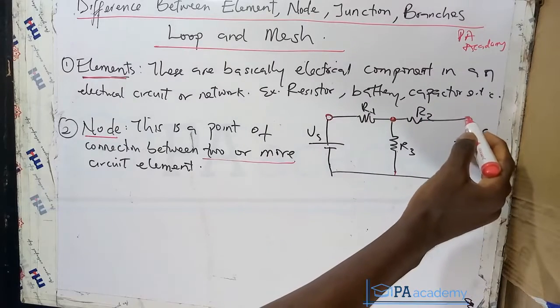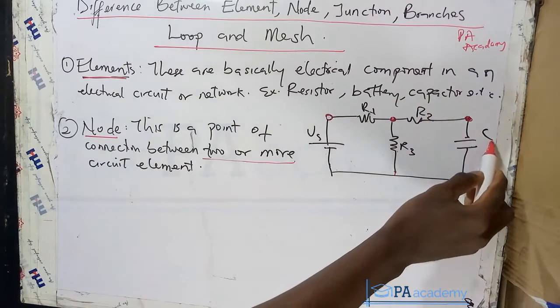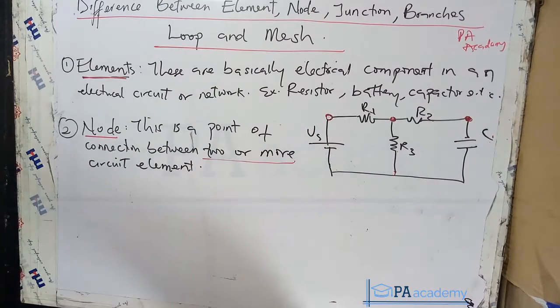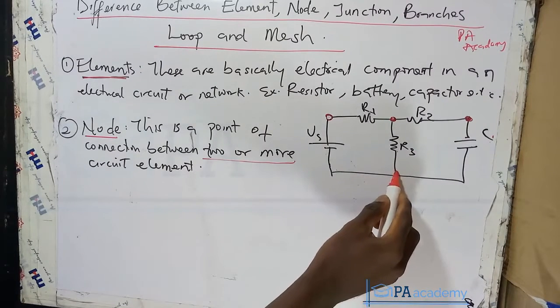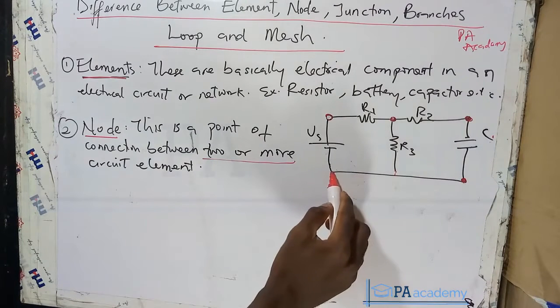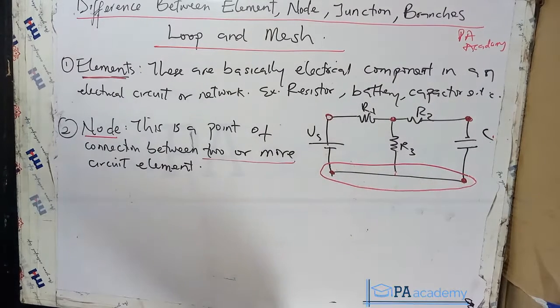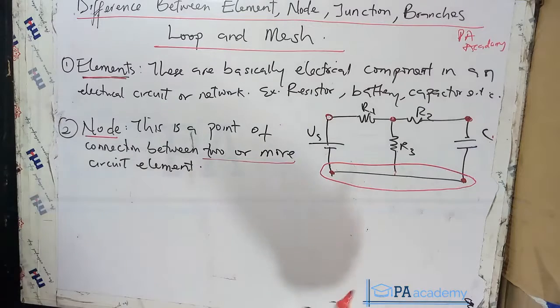Now this is also a node. It is connecting R2 and the capacitor, so let's call it C1. It is a node. Another thing is this. If you look at this part here, we cannot call it a node. We cannot also call this a node. But if you take it together like this, it is a single node. I hope that is clear. And the reason is this.